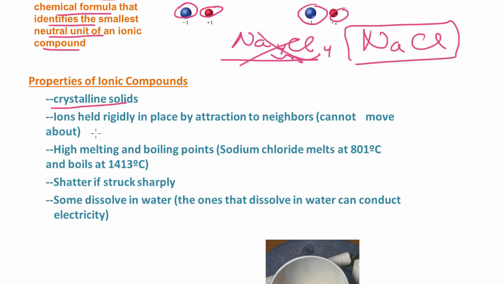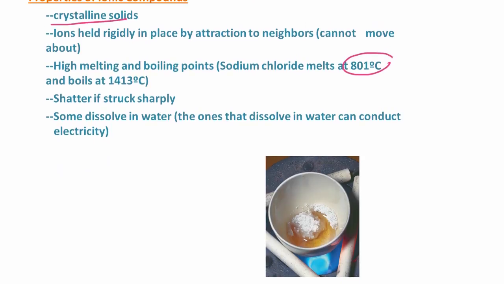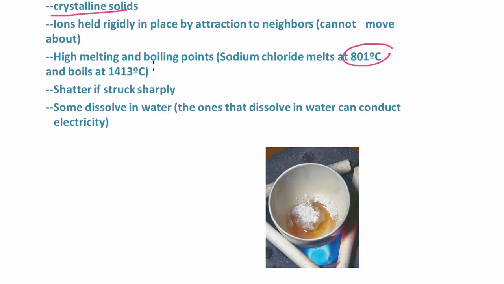Okay? So let's take a look at some properties of ionic compounds. They are white, crystalline solids. And as we know, the ions are held rigidly in place by their attraction to their neighbors. So that means they cannot move about. They have very high melting and boiling points. For example, sodium chloride melts at 801 degrees Celsius and it boils at 1,413 degrees Celsius. Ionic solids, if you strike them with a hammer, will shatter.